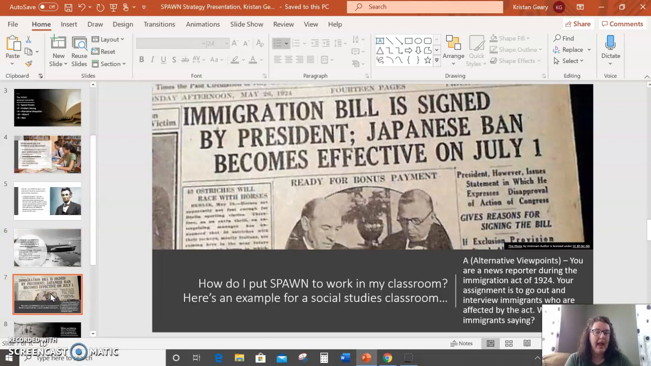Another example, A, alternative viewpoints. You are a news reporter during the Immigration Act of 1924. Your assignment is to go out and interview immigrants who are affected by the Immigration Act. So you're going to go out and find out, what are the immigrants saying? Do they think that it's fair that they have to go before a judge and prove that they're able to speak English? What are other people that are affected by the Immigration Act saying to you as the reporter? A really fun exercise.